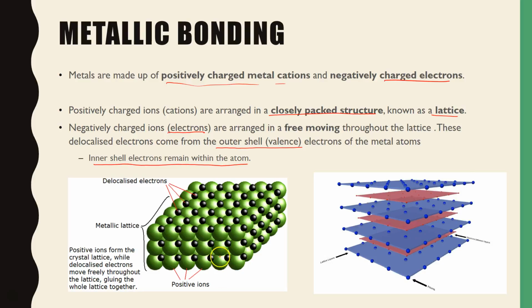So there are your positive ions, and there are your negative electrons. And this is the lattice, so here's the plane. The electrons are in red, and the metal ions are in blue.